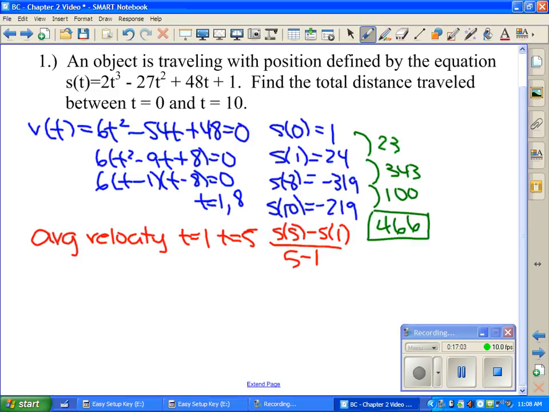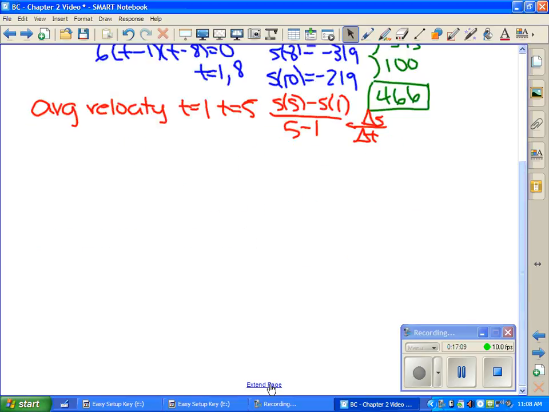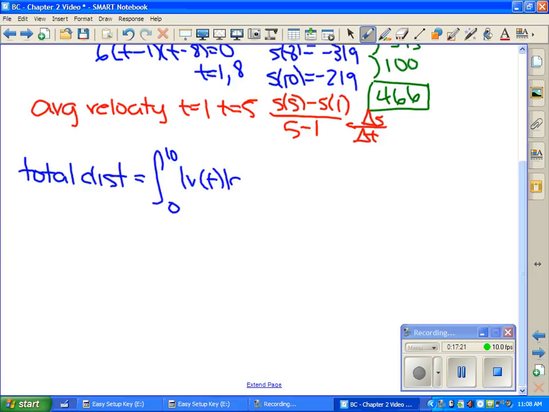Now if I could jump just for a second, we talked about in chapter 4 another way to calculate total distance. Total distance was the integral from 0 to 10 in this example of the absolute value of velocity. So you're more than welcome to use that if you have a calculator to calculate total distance as well.